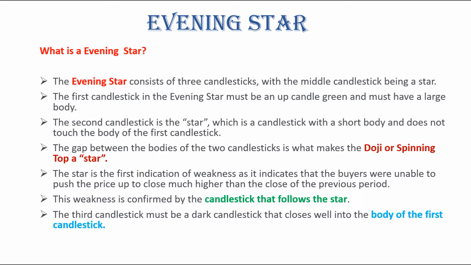The second candlestick is the star, which is the candlestick with the short body and does not touch the body of the first candle. So the second candlestick in the evening star should be the doji candle or a spinning top candle. The gap between the bodies of the two candlesticks is what makes the doji or spinning top a star. The star is the first indication of weakness in the market, and it indicates that the buyers were unable to push the price up to close much higher than the close of the previous trend.